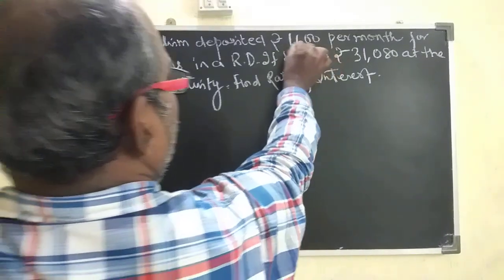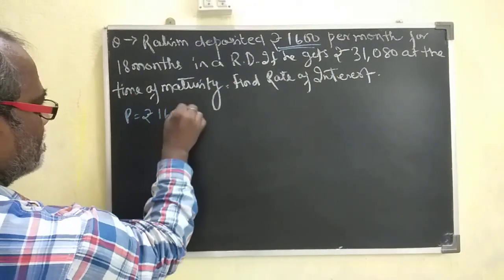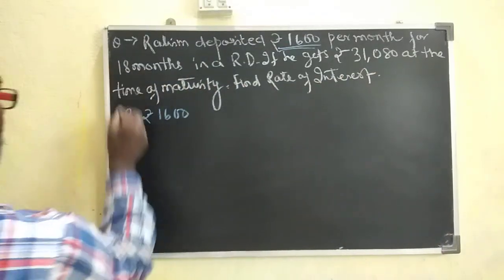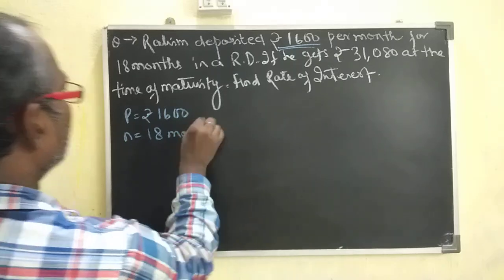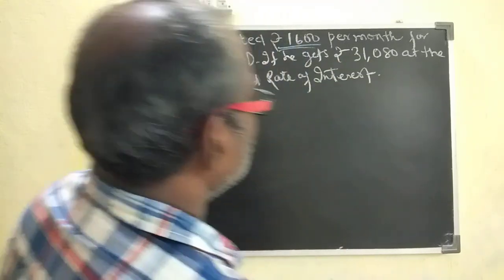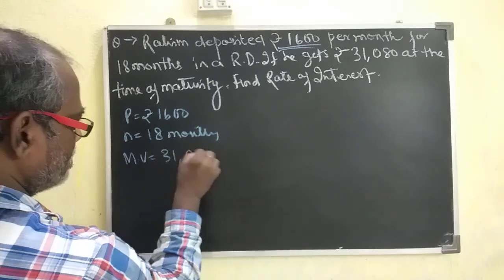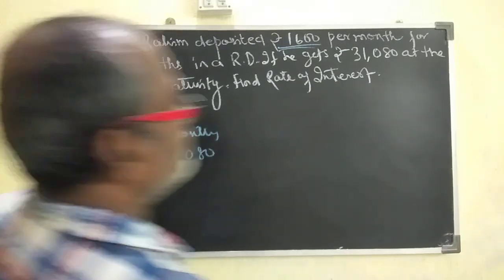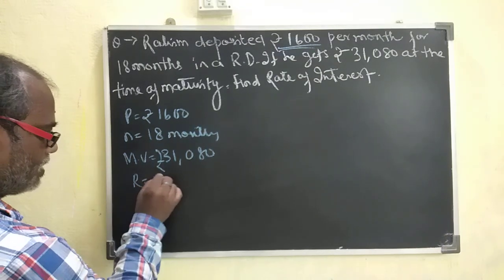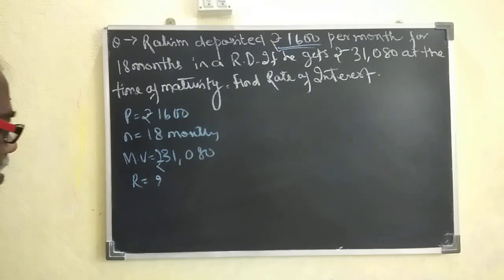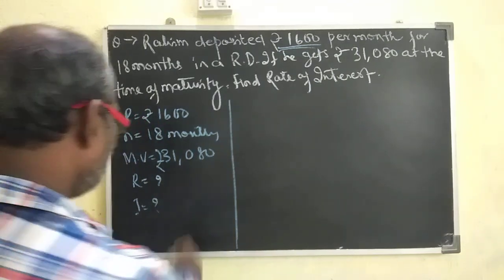Rahim deposited rupees 1600. So here P equals rupees 1600, for 18 months, N equals 18 months. If we get rupees 31080, that means maturity value equals 31080 rupees at the time of maturity. Find rate of interest. You have to find out rate of interest. But before that, you must find out interest.